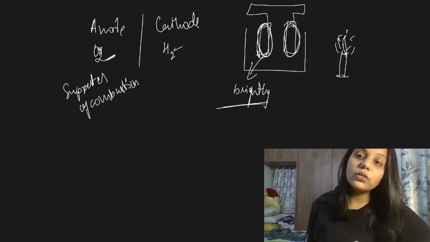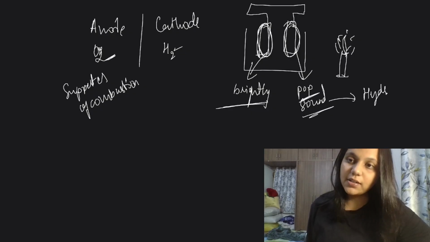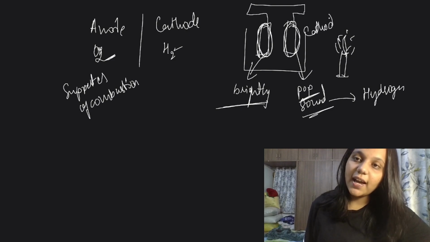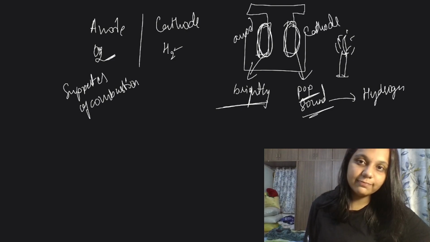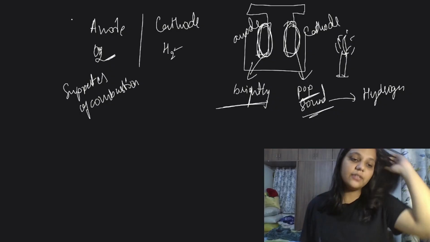But when you take the candle nearer to the cathode, it gives a pop sound. Interesting, right? Yeah, it gives the pop sound. The pop sound indicates that hydrogen is present. So this is cathode and this is anode. You understood this? Okay. And what questions can be framed from this?